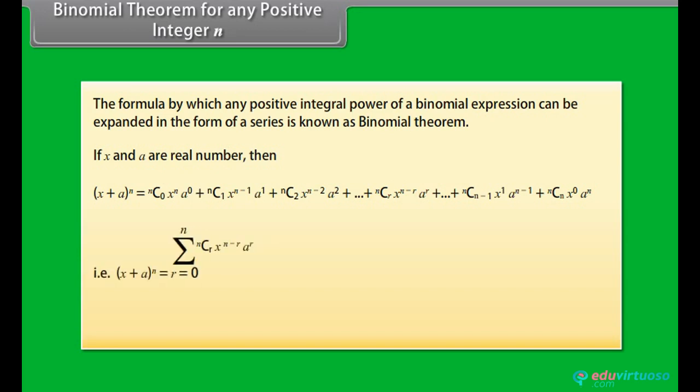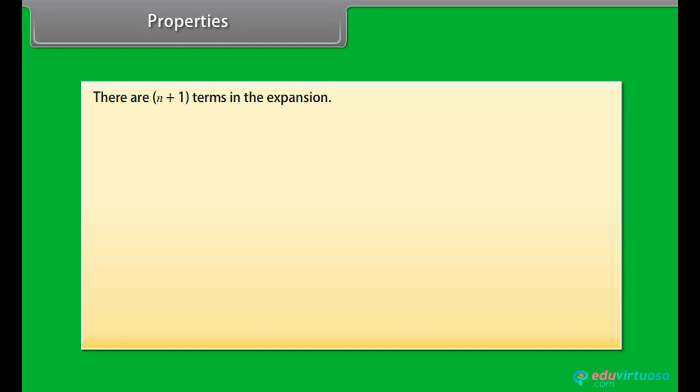(x + a)ⁿ = summation from r = 0 to n of nCr xⁿ⁻ʳ aʳ. The binomial theorem can be proved by induction. Properties: there are n+1 terms in the expansion.